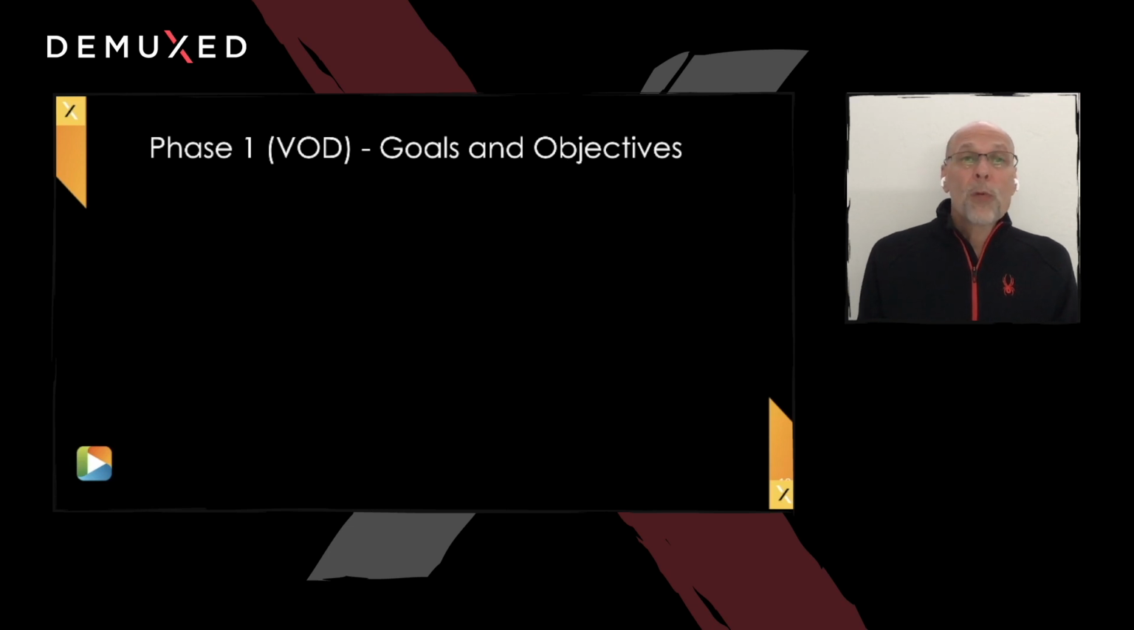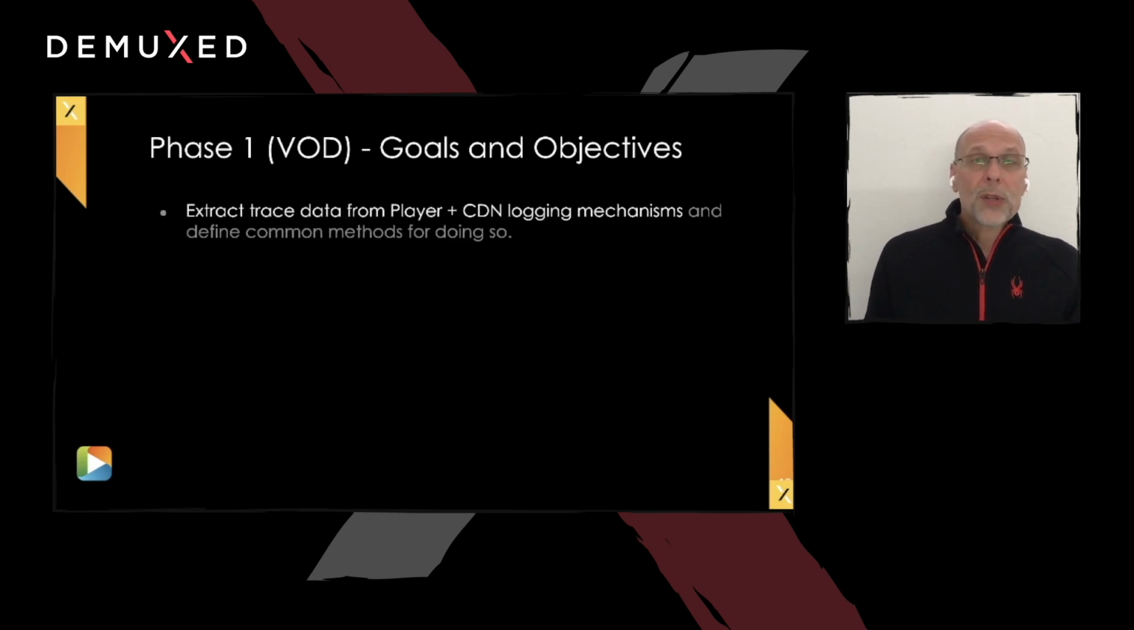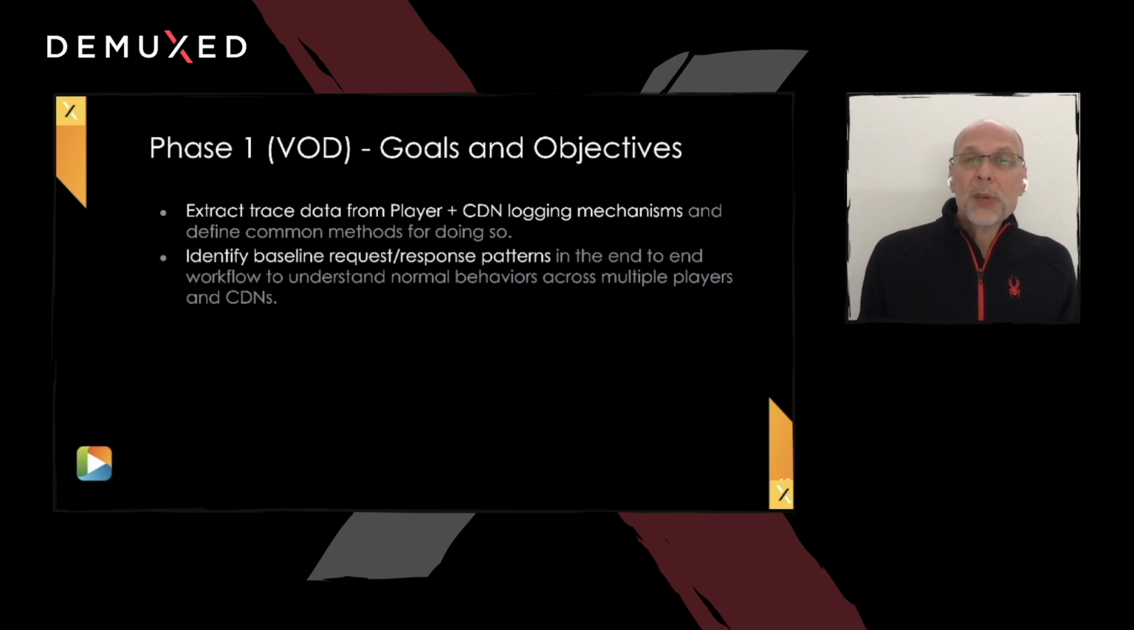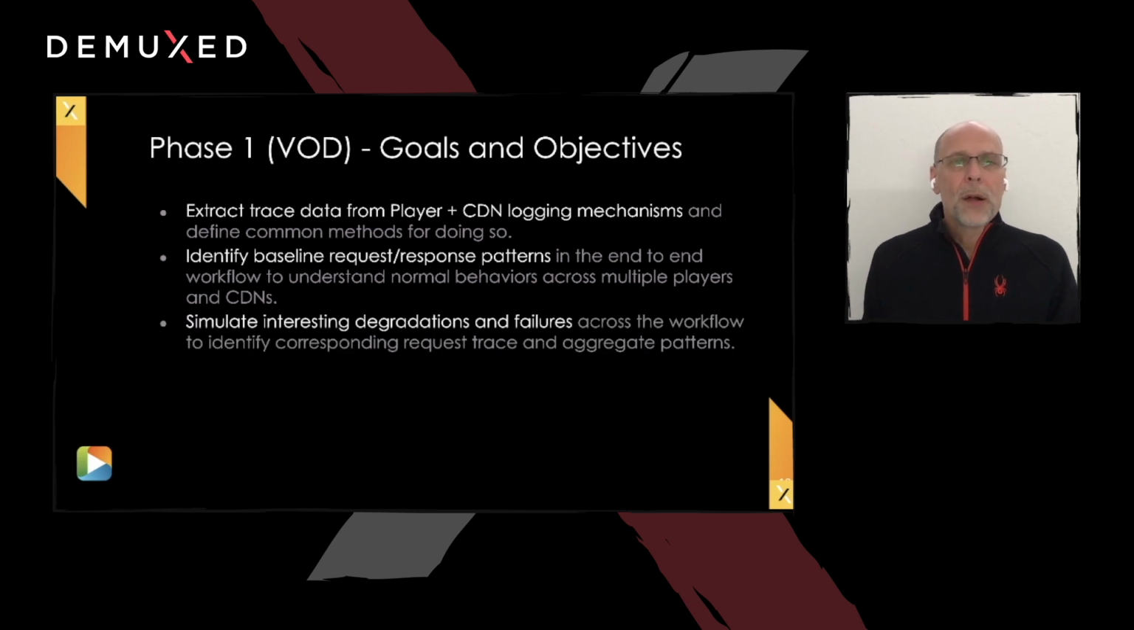So in terms of project overview for phase one, our goals and objectives were to extract trace data from both the player and CDN logging mechanisms, and then define some methods for doing that. Identify baseline request and response patterns in the end-to-end workflow to understand what normal looks like, and to look at that across multiple players, multiple CDNs, to make sure we're starting to get a more general sense of what normal is across various services. Then we want to go in there and inject degradations and failures to see what those look like. What do the trace patterns look like? What do the aggregates look like?